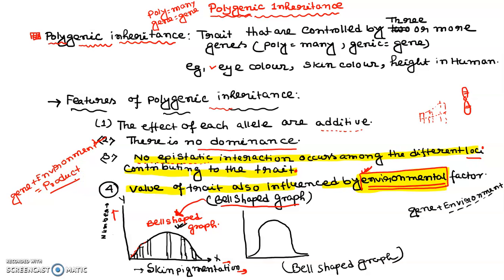Here we see a bell-shaped graph. If we plot skin pigmentation on the x-axis versus number of individuals, we get a bell-shaped graph. In polygenic inheritance, we get a bell-shaped graph.